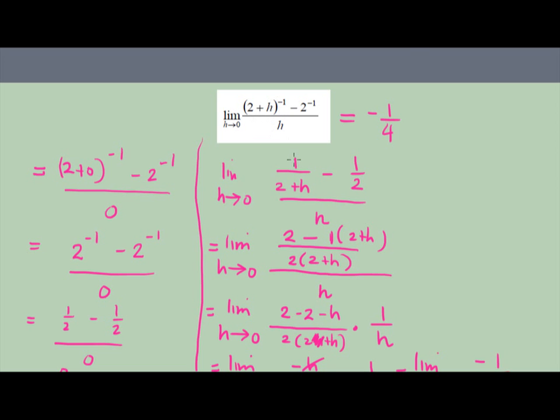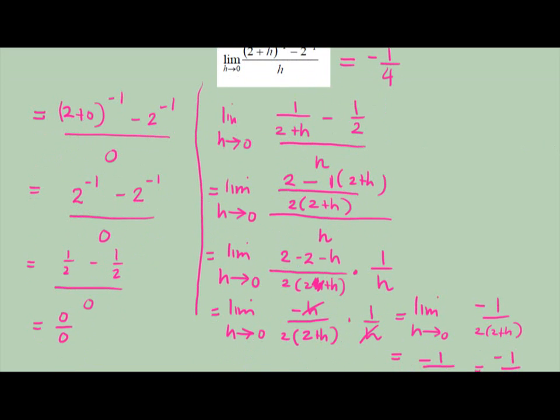So 2 plus h to the negative 1 is 1 over 2 plus h, and 2 to the negative 1 is 1 over 2. And then just simplify until you have obtained the simplest term. And once you have the simplest form, then you substitute the value of h, which is 0. And eventually, you will get the limit. In addition to that, we simplify the function whenever we obtain a 0 over 0 coming from the substitution method. So that's it.